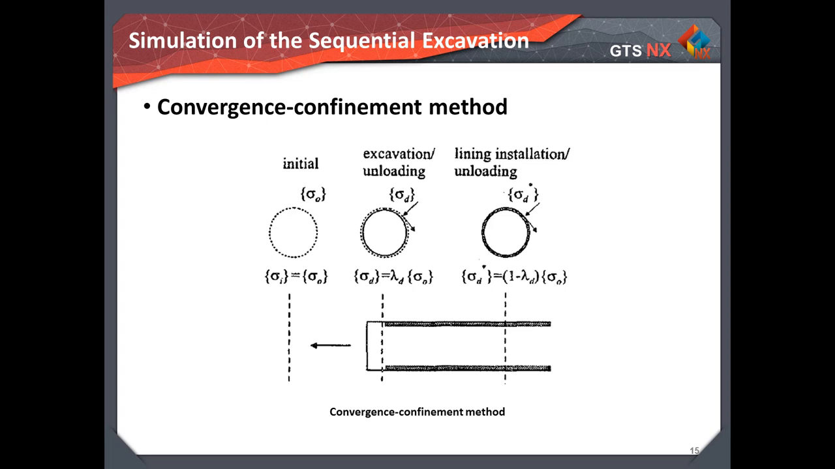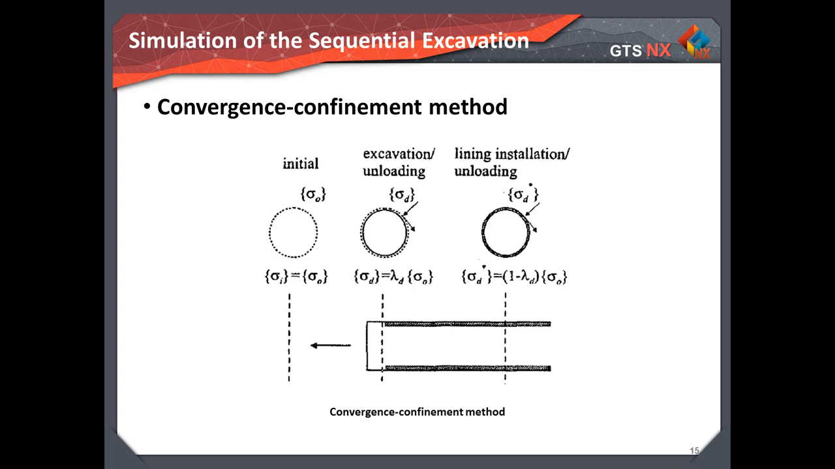Another approach to model excavation is the lambda or convergence confinement method, in which the proportion of unloading before lining construction is prescribed, so volume loss is a predicted value. An internal force vector is applied at the nodes on the tunnel boundary. Lambda is initially equal to zero and is then progressively increased to 1 to model the excavation process.